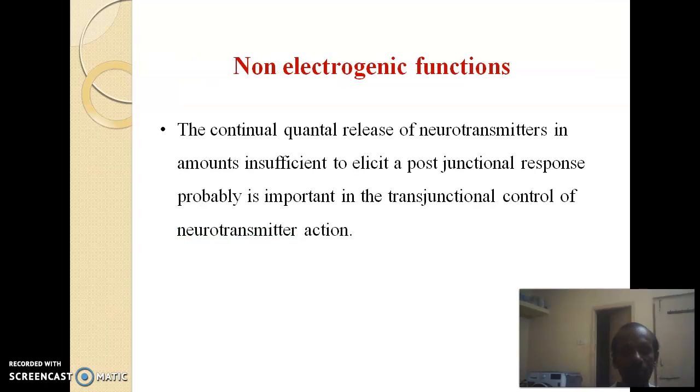The ultimate step is the non-electrogenic functions. The continual quantal release of neurotransmitters in insufficient amounts to elicit a post-junctional response probably is important in the transjunctional control of neurotransmitter action, which we call non-electrogenic functions. So these are the 6 critical steps involved in the neurohumoral transmission.